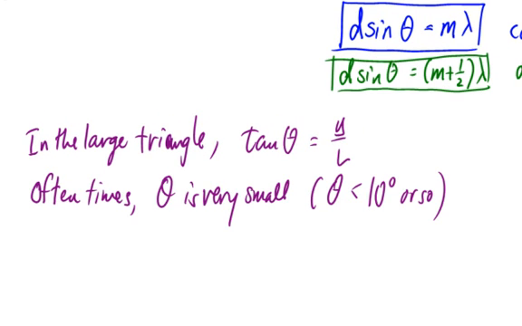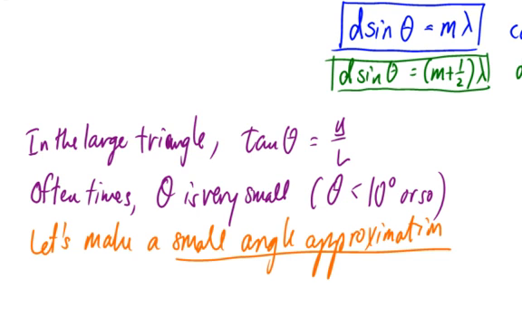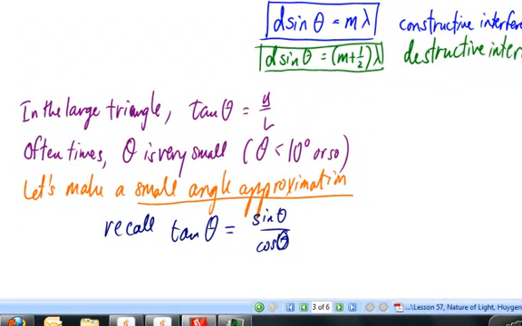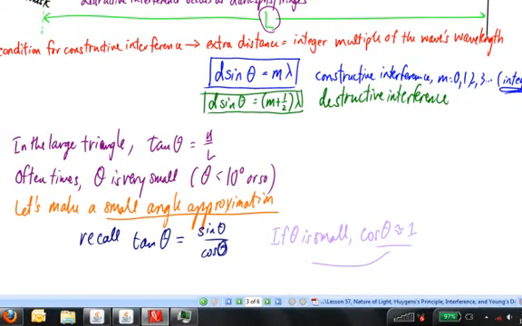If theta is a small angle, and small here generally means less than about 10 degrees, then we can make what is called a small angle approximation. Let's remind ourselves that the tangent of theta is equal to the sine of theta divided by the cosine of theta. Now, if theta is small, then the cosine of theta is going to be the cosine of a number that's very close to 0. And the cosine of 0 degrees is about equal to 1. And if I feed this 1 into the denominator of the tangent, then for small theta, the tangent of theta is almost equal to the sine of theta.